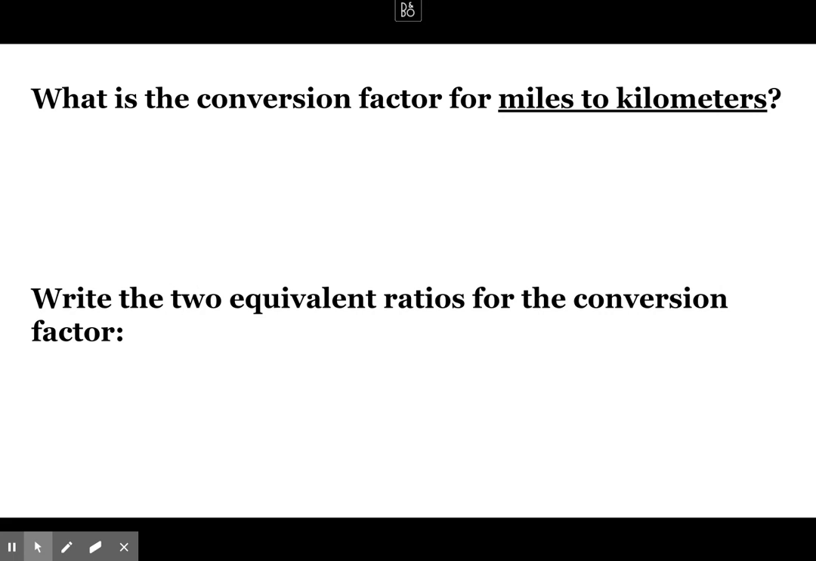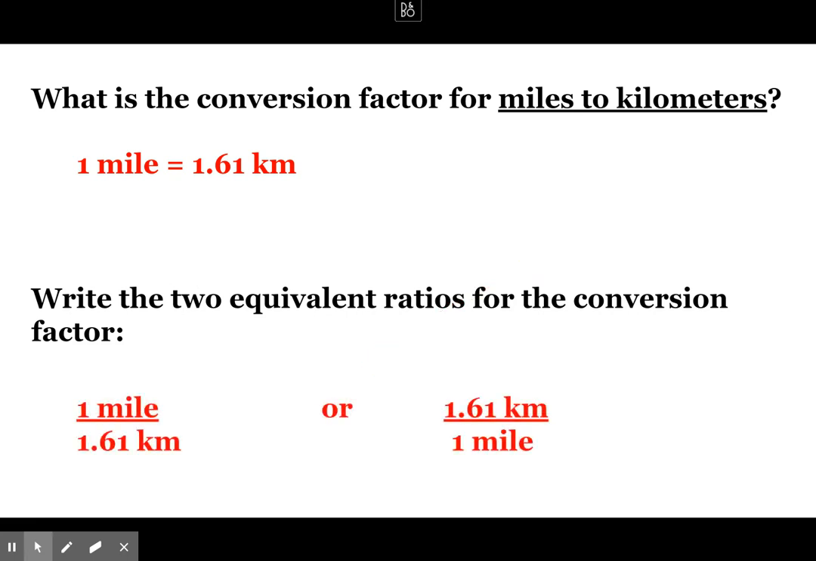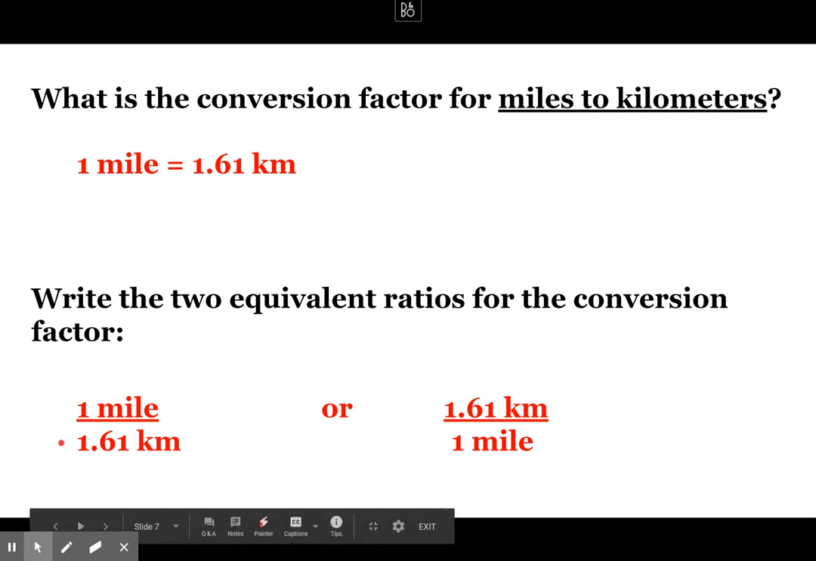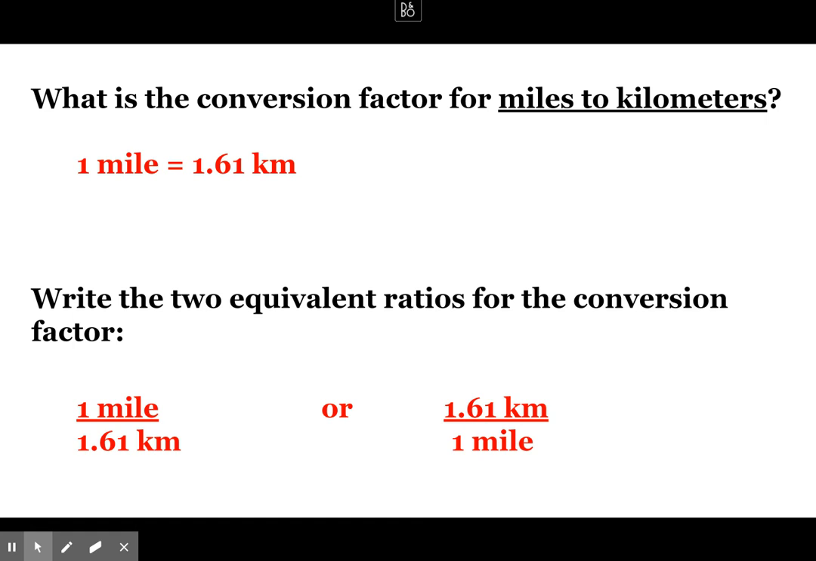And now let's think about the conversion factor for miles to kilometers. In 1 mile, we have 1.61 kilometers. So let's think about our 2 ratios now for this. One ratio would be we have our 1 mile on top and our kilometers on the bottom, 1.61 kilometers. And the other way would be to flip it.